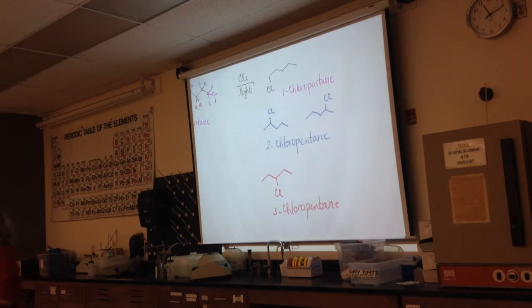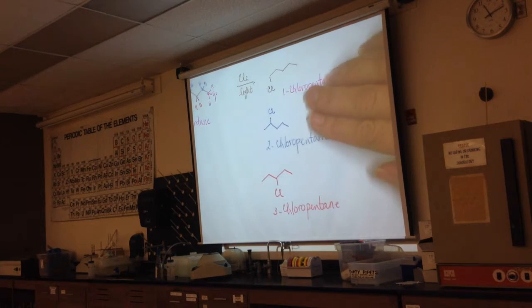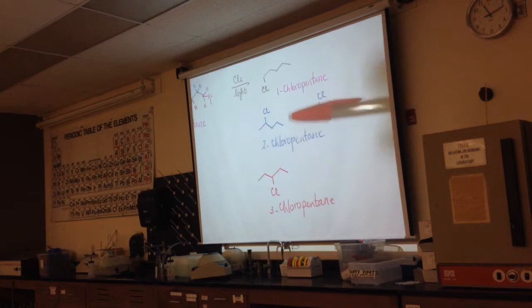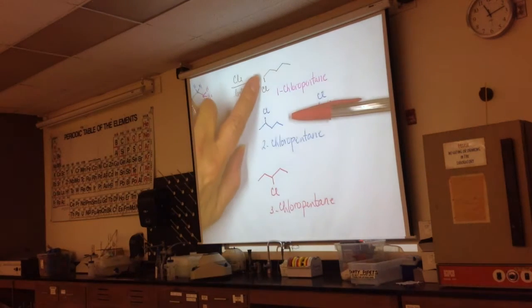Which of these 3 could have stereoisomers? Which of those 3 have potentially stereoisomers? Can 1-chloropentane have stereoisomers? No. That carbon here is achiral. So there's no stereoisomers there.